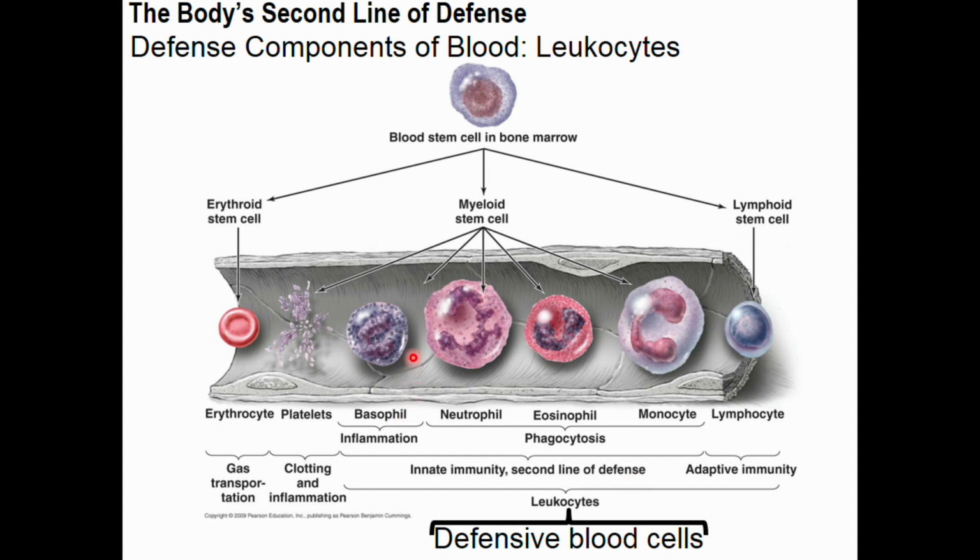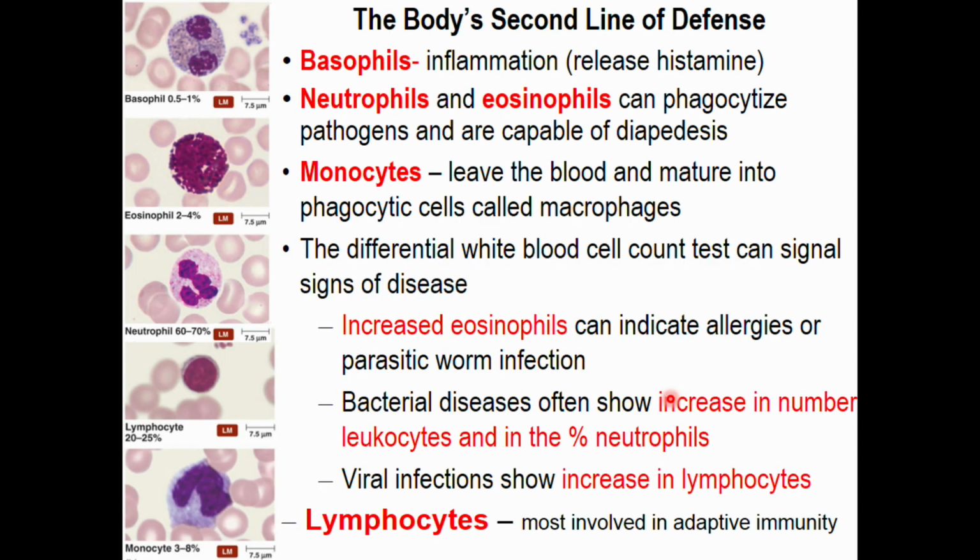Basophils are involved in inflammation. They release histamine, which we'll talk about in the context of inflammation. And then we've got these cells which can phagocytose: neutrophils, eosinophils, and monocytes. Monocytes I like to think of as the Bruce Banner who then transform into the Hulk in the form of macrophage. We'll talk about that in just a moment. Okay, so let's look at these leukocytes in more depth.